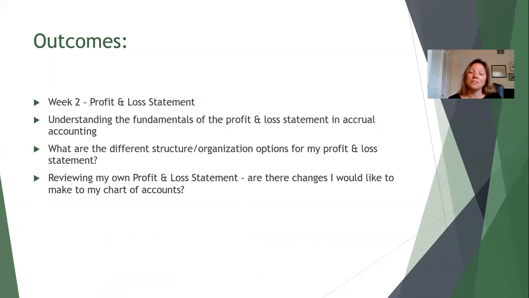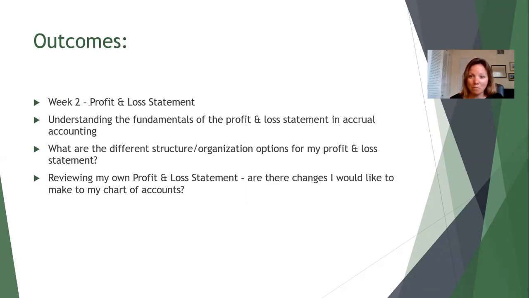So this week what we're going to do is financial statement number 2, which is the profit and loss statement. This should be, for most of us, one that we're a little more familiar with than the balance sheet. But we started off second just because we needed that fundamental assets equals liabilities plus equity in order to get to the profit and loss. So what we're going to cover this week is understanding the fundamentals of the profit and loss statement in accrual accounting.